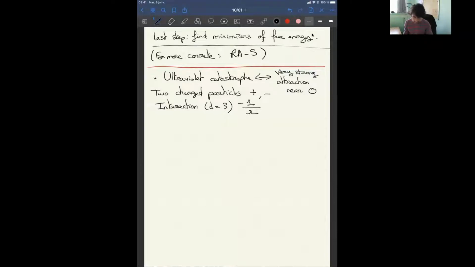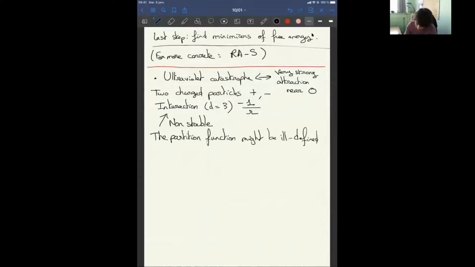And in fact, this corresponds to a non-stable interaction in the sense of stability that I discussed last time. And in fact, the partition function, that's the question that was asked last time or two lectures ago maybe, in that case might be ill-defined. This is a fairly well-known model, so I can expand on it just a tiny bit.